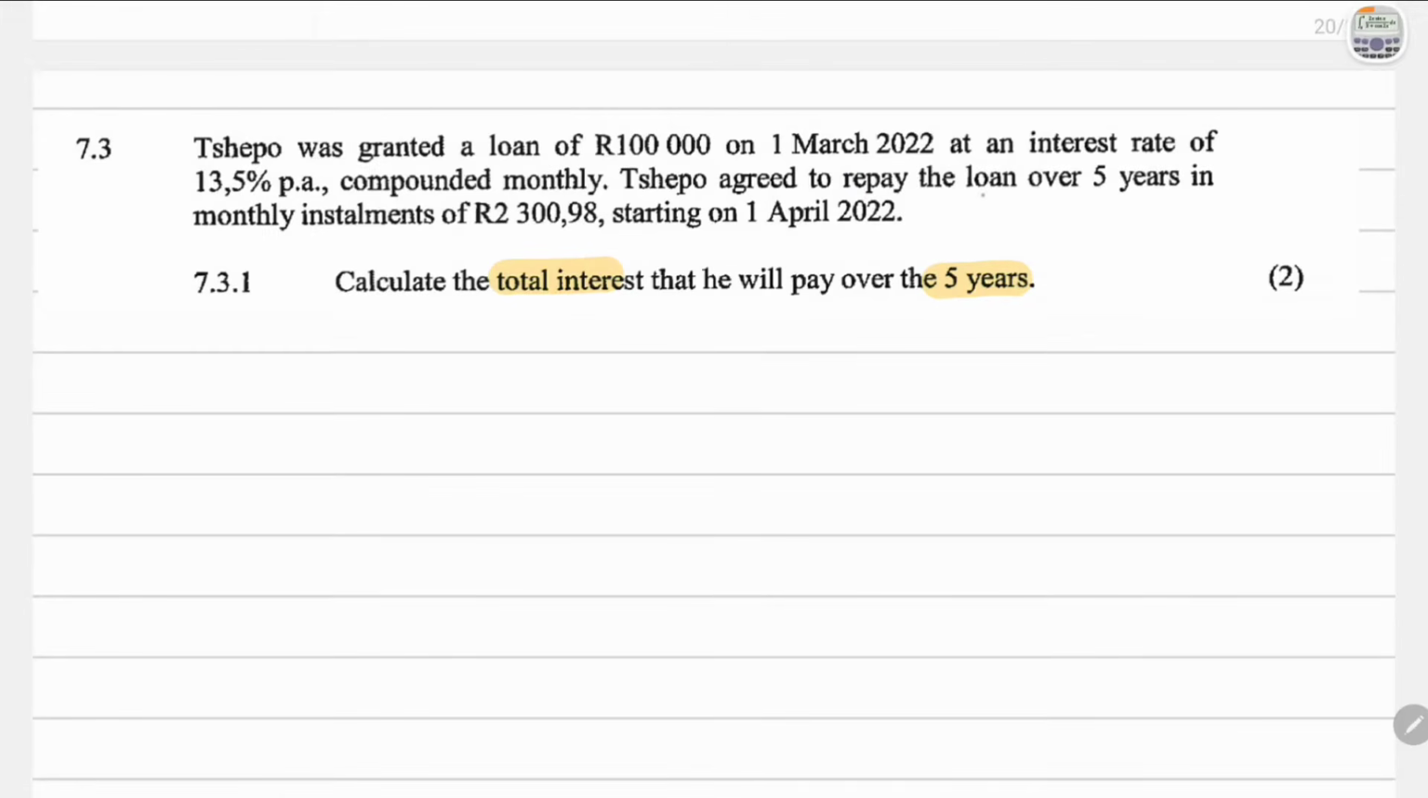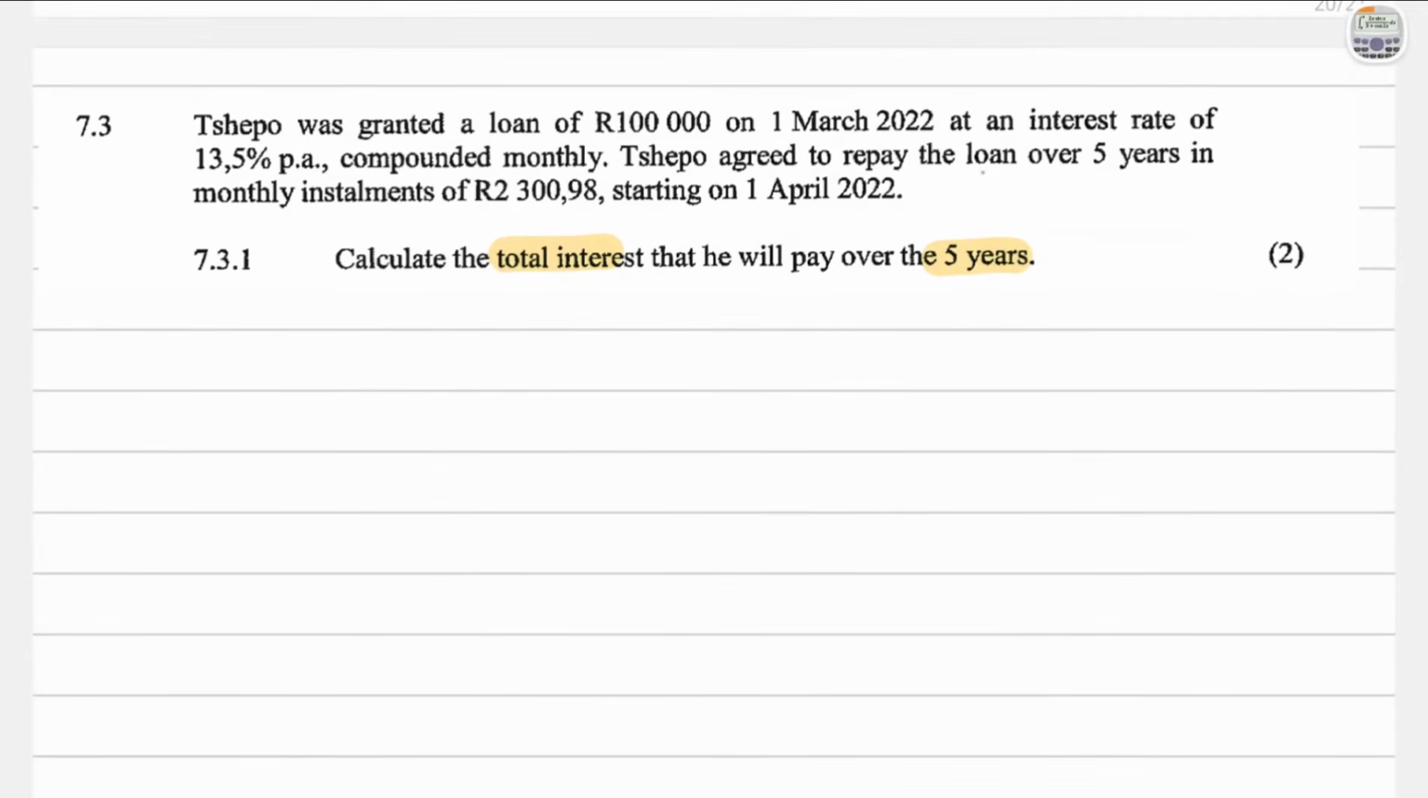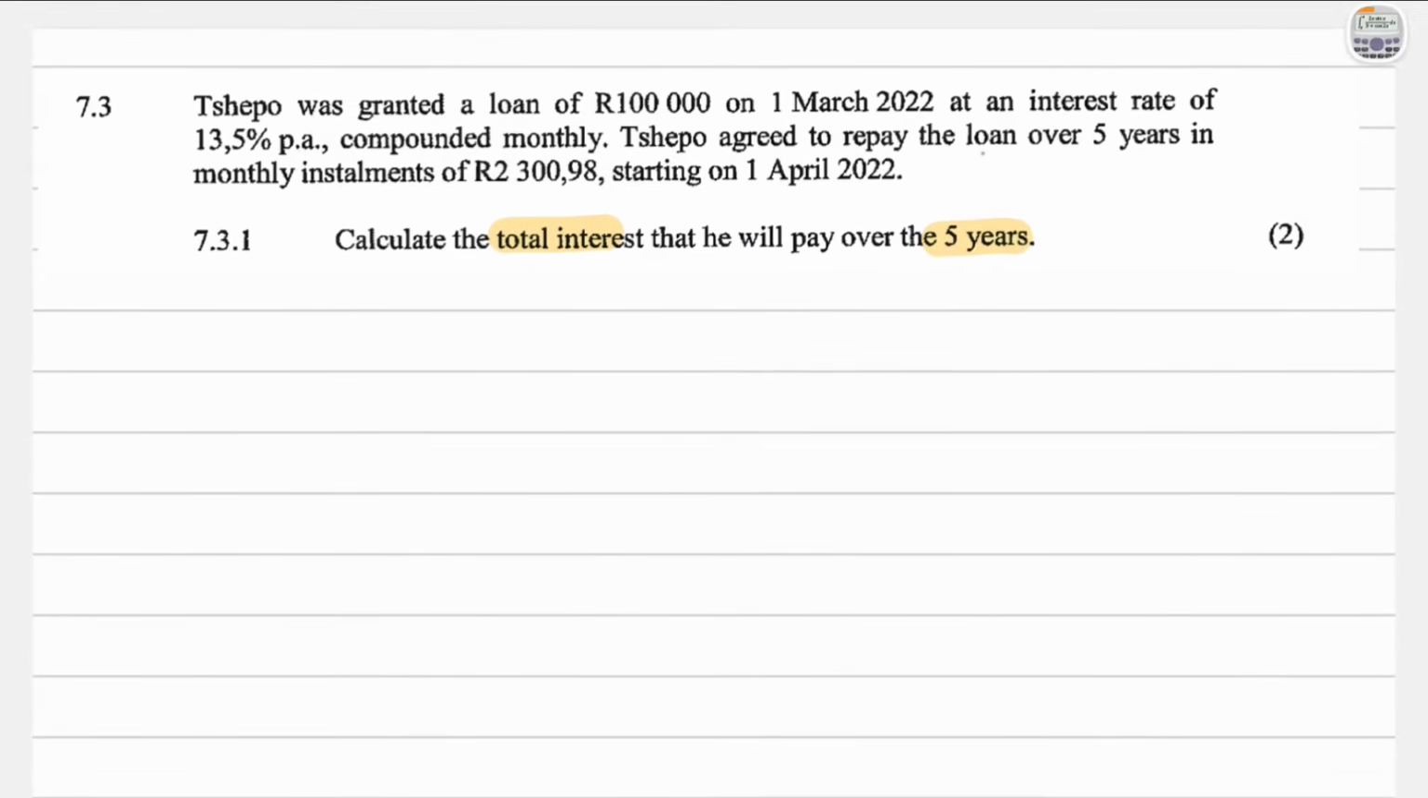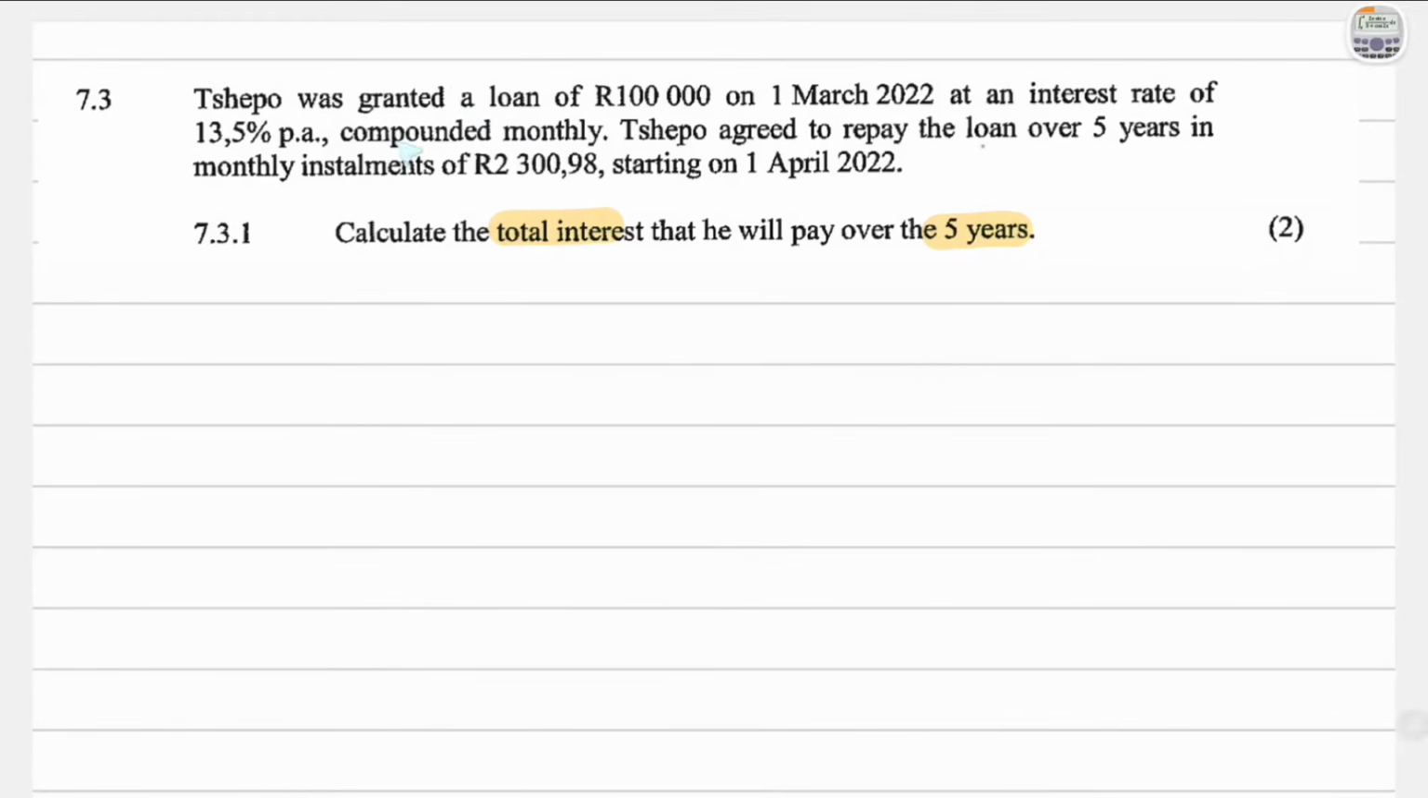This question is something they don't really ask a lot, but it's there in textbooks. You will see how to actually find the answer to these questions: the total interest that the person actually ended up paying. Okay, so let's go ahead and just gather the information that they've given us here. So first of all, Tipo was granted a loan of 100,000. So that is the loan amount that was granted. And this was on the 1st of March 2022. So we're going to say 1 March, and I'll say 22, so I'll remember.